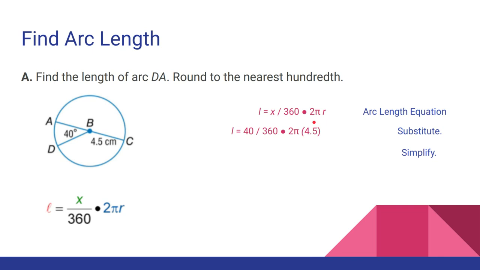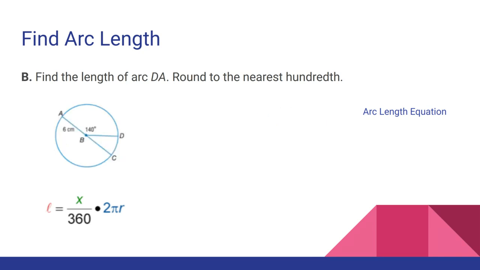I'm going to simplify my equation. So once I divide 40 by 360, I get 0.111. I'm going to multiply that by 9 pi, because 4.5 times 2 is 9. And once I solve that out, I'll get that my arc length is 3.14 centimeters. Pretty straightforward, pretty simple. Just another example to walk you through.